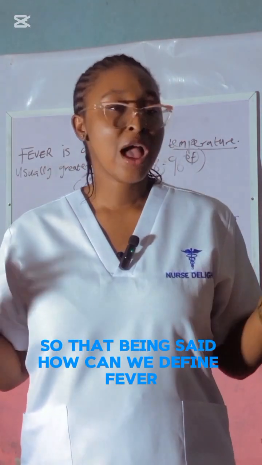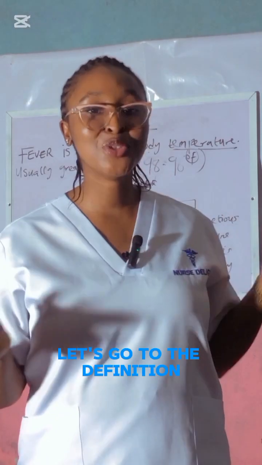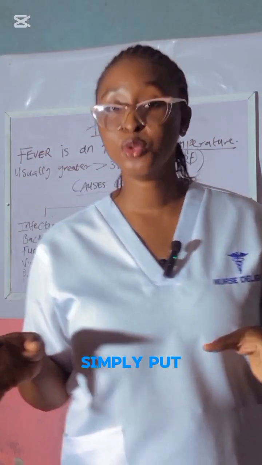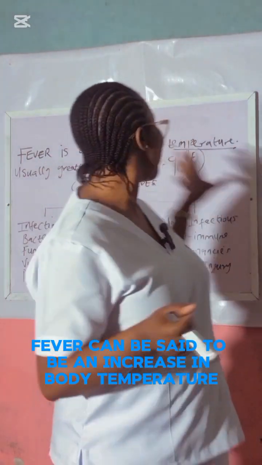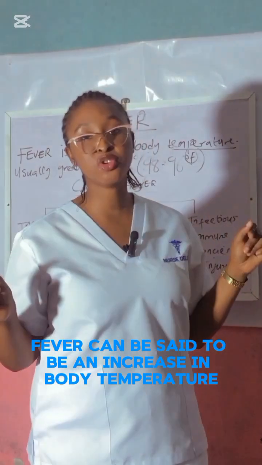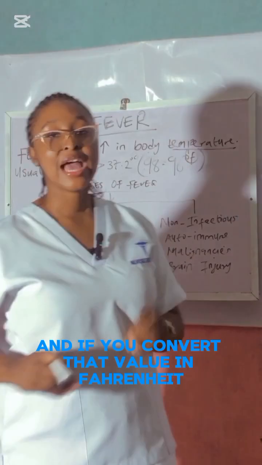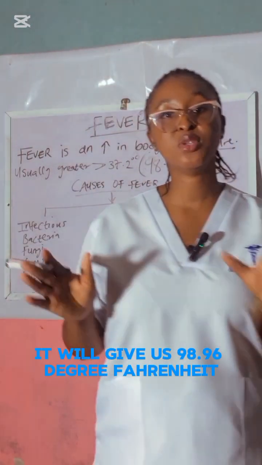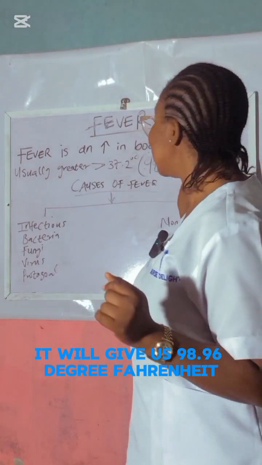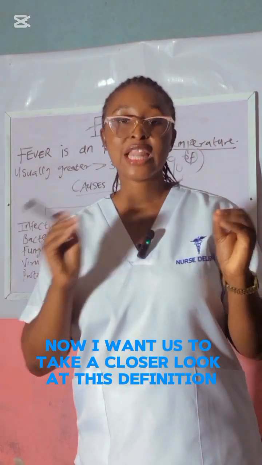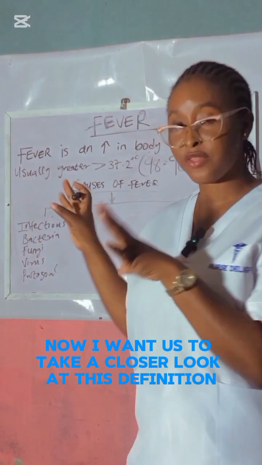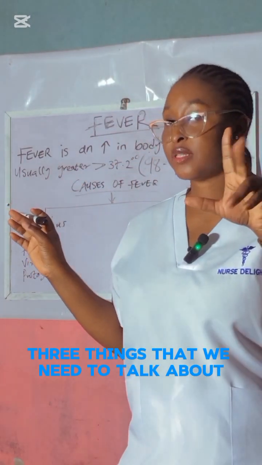So, with that being said, how can we define fever? Let's go to the definition. Simply put, fever can be said to be an increase in body temperature, often above 37.2 degrees Celsius. And if you convert that value to Fahrenheit, it will give us 98.96 degrees Fahrenheit. Now, I want us to take a closer look at this definition because I want us to highlight three things that we're going to talk about.